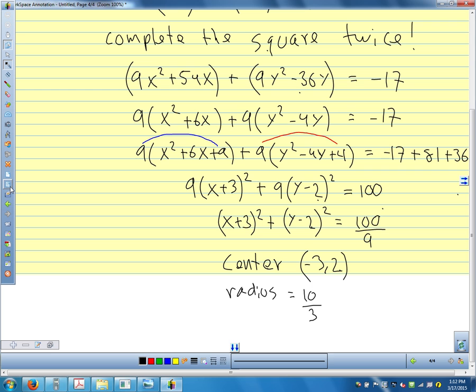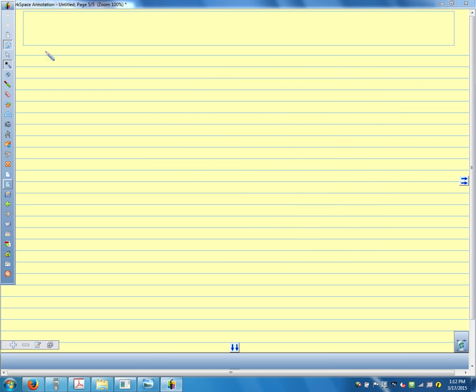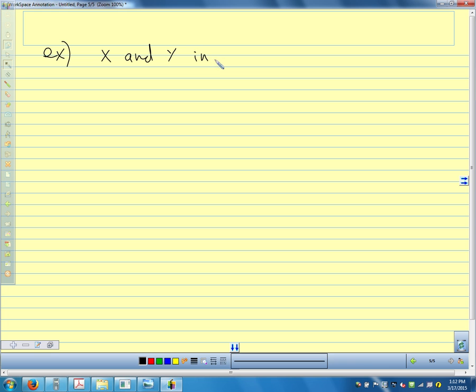Okay, the last one, I don't want to go through the entire thing. I just want to talk about how we would set this kind of problem up. What if the problem asks us to find the x and the y intercepts of this circle, x minus 5 squared plus y plus 2 squared equals 21.